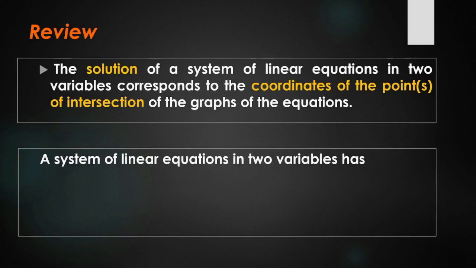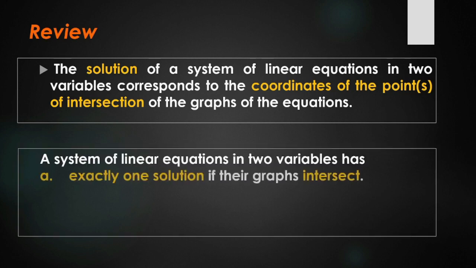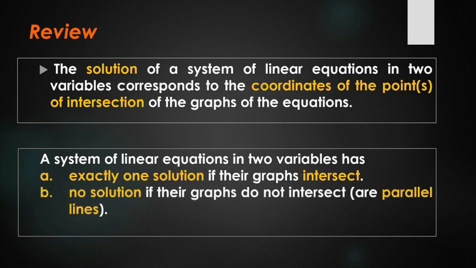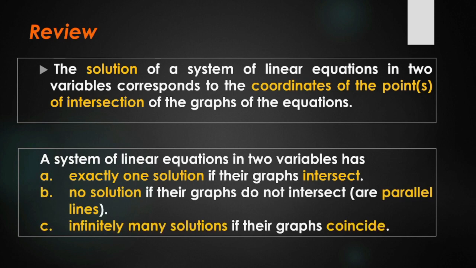A system of linear equations in two variables has exactly one solution if their graphs intersect, has no solution if their graphs do not intersect or the graphs are parallel lines. It has infinitely many solutions if their graphs coincide.